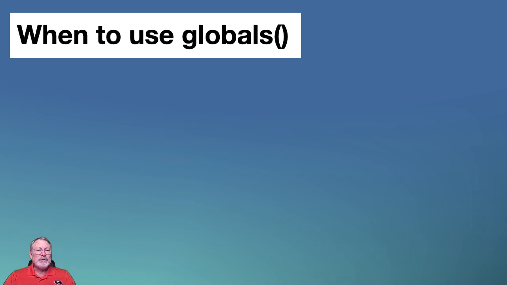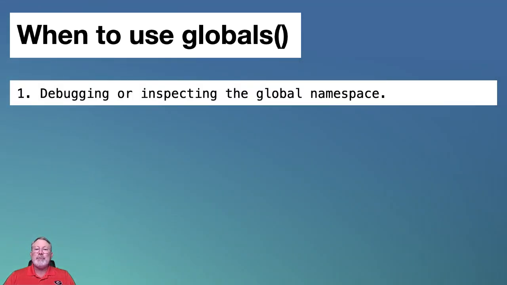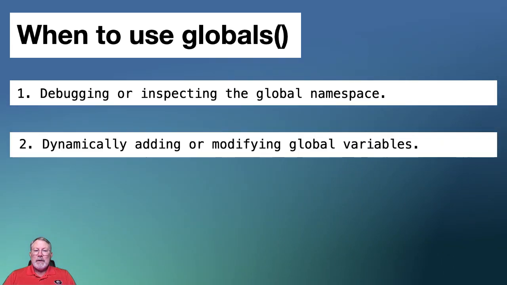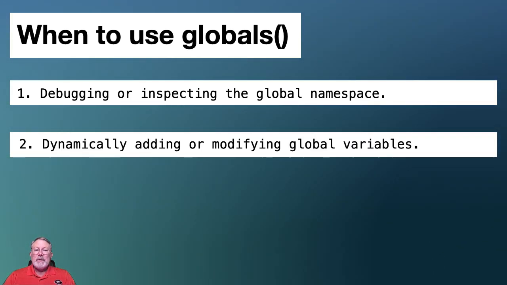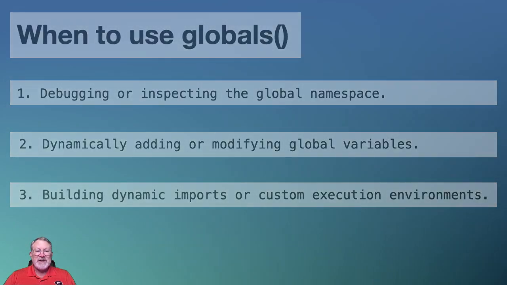You'd use globals when debugging or inspecting the global namespace to understand your program's state. When you're dynamically adding or modifying global variables, or when you're building advanced features like dynamic imports or custom execution environments. However, use it with caution to avoid making your code harder to maintain.